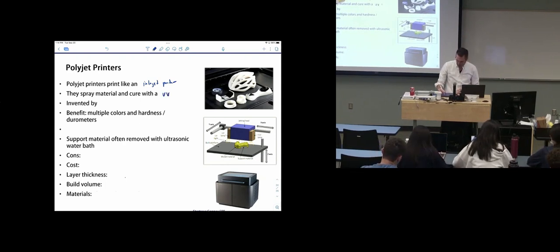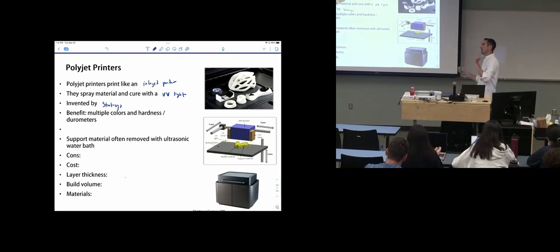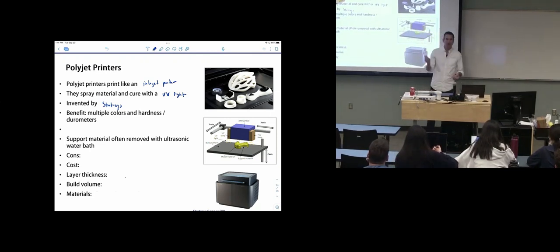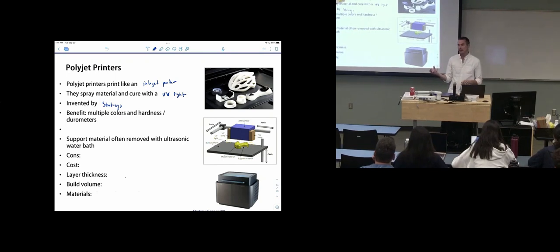Cured with a UV light. Invented by Stratasys, one of the main 3D printing companies. One of the things that's really cool about this is that it can print in multiple colors, hardnesses, durometers, so you can make very rubbery parts. And you can make rubbery parts that interface with non-rubbery parts or materials, like aspects of your part. So that's pretty cool. It's kind of like what they're trying to show here.